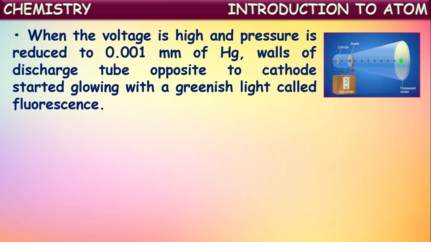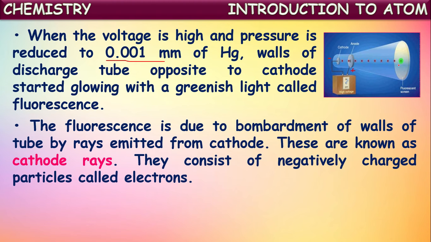Now, by passing high voltage electricity through this discharge tube at this very low pressure, he observed a greenish fluorescent light glowing at the back side of the anode. At the back of the anode, on the walls of the discharge tube, he observed some greenish light. He called it fluorescent light. It is observed on the screen, which is fitted at the back side of the anode. The fluorescence is due to the bombardment of the walls of the tube by the rays emitted from the cathode.